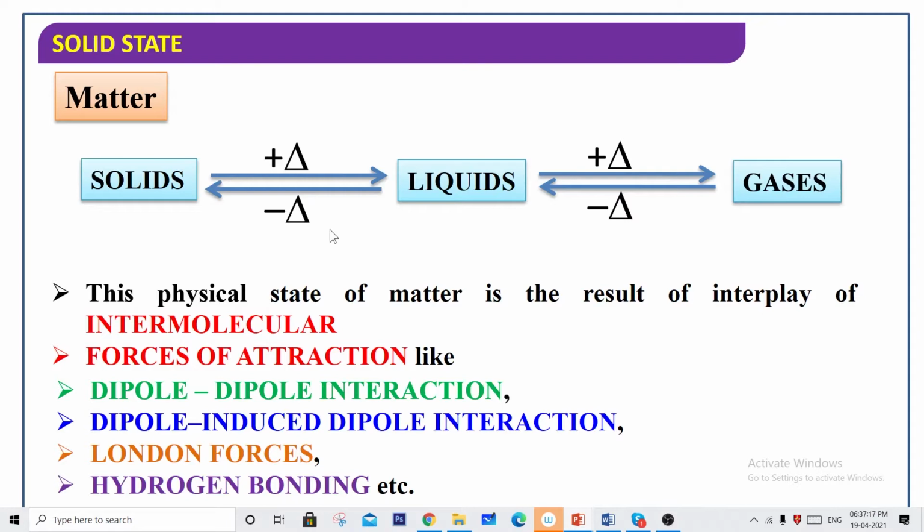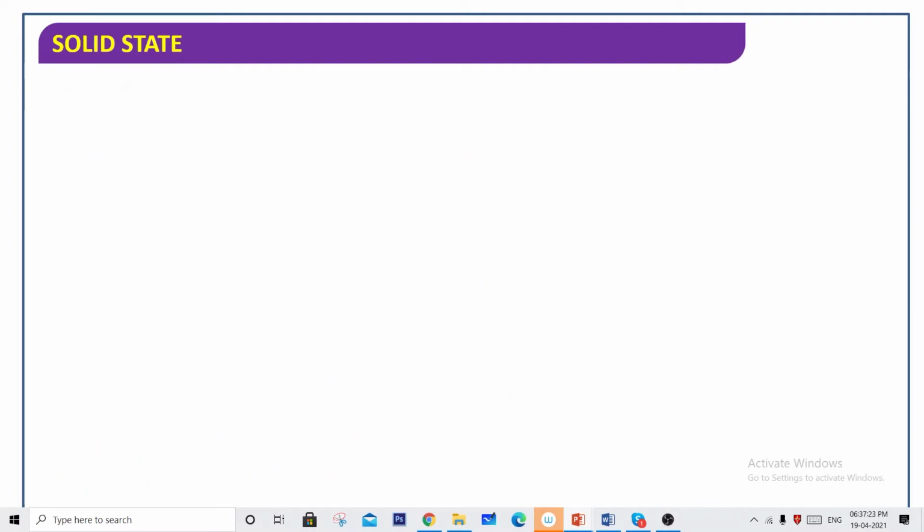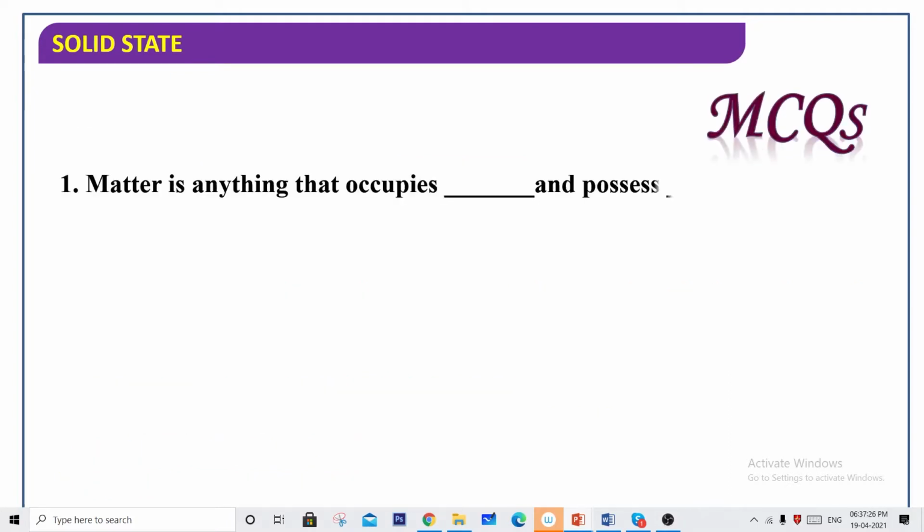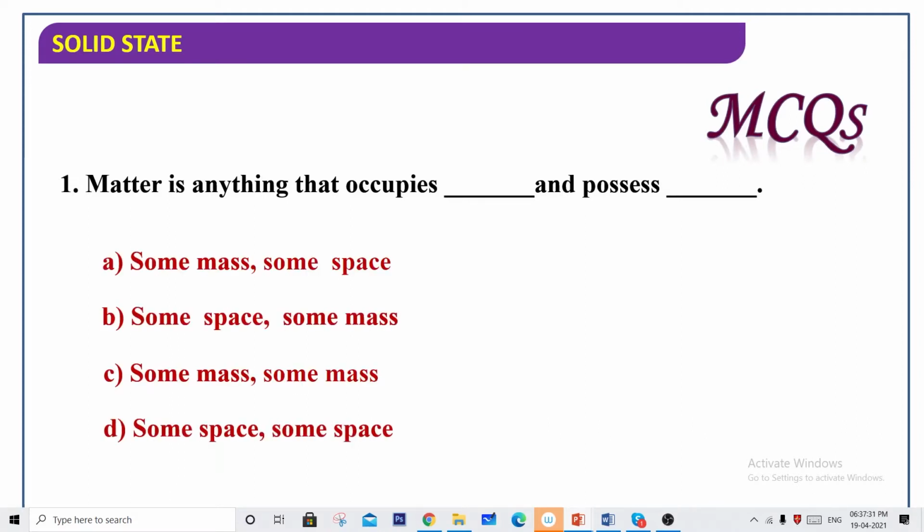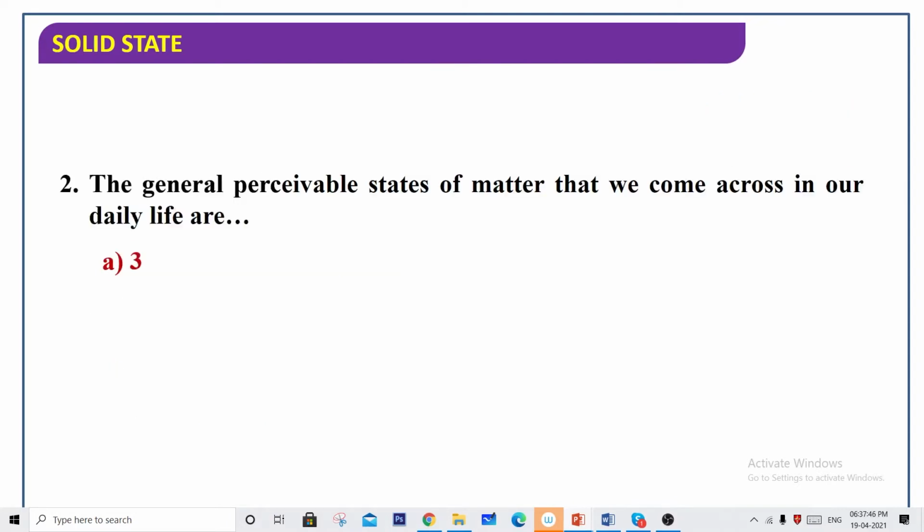So how strongly they are attracted to each other depends upon the types of interaction. So let us discuss this multiple choice question. You let me know the answer now. Some space and possesses some mass. Okay, the second option. The correct answer is B. Perceivable states are three, option B. Right. Which are they? Solid, liquid, and gas.